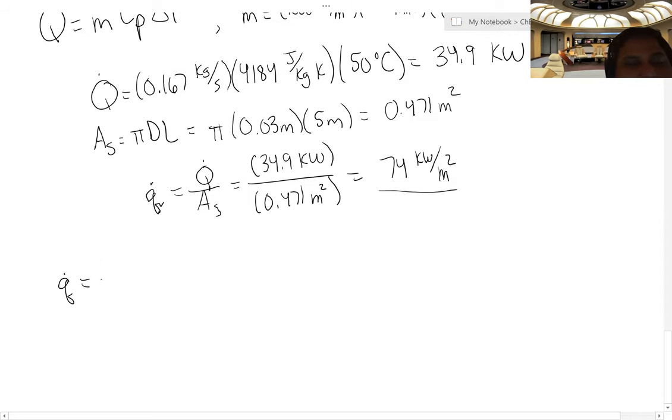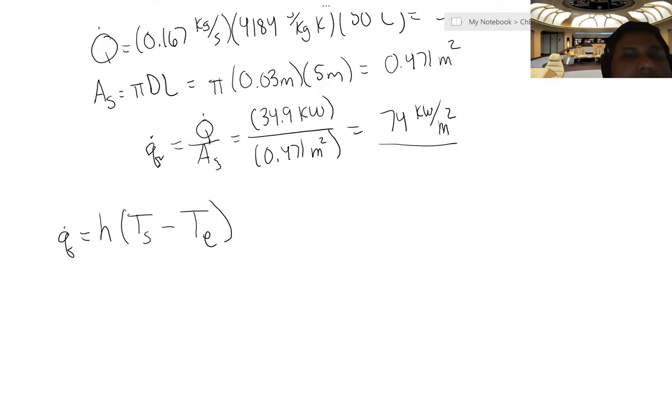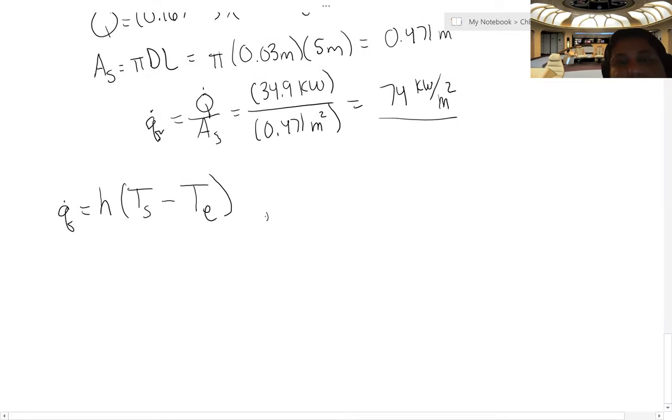So, if I'm looking for the surface temperature and I know my heat flux is constant, I can say my heat flux, which is Q over A, is equal to H times the difference between the surface temperature and the exit temperature. So what I really need to identify is my heat transfer coefficient. And so to find my heat transfer coefficient, I must find my Reynolds number and my Nusselt number, so then I can find H.